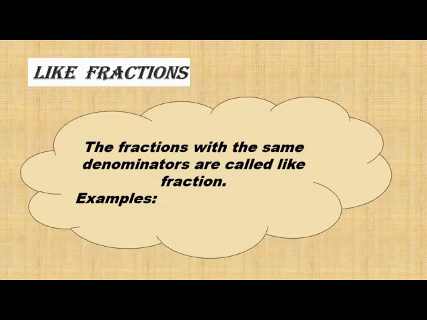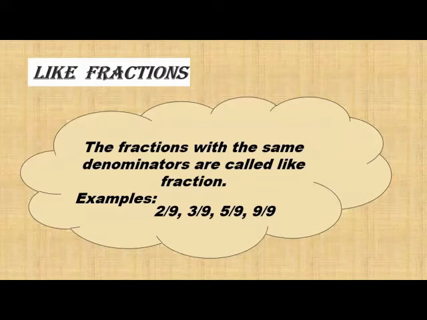And the other type is like fraction. The fractions with the same denominator are known as like fractions. 2 upon 9, 3 upon 9, 5 upon 9 and 9 upon 9. As you can see in these examples, all denominators are the same, which means these fractions are known as like fractions.